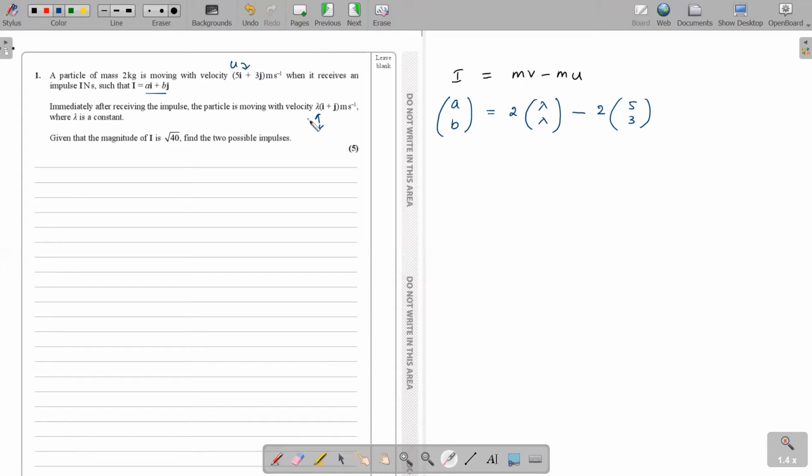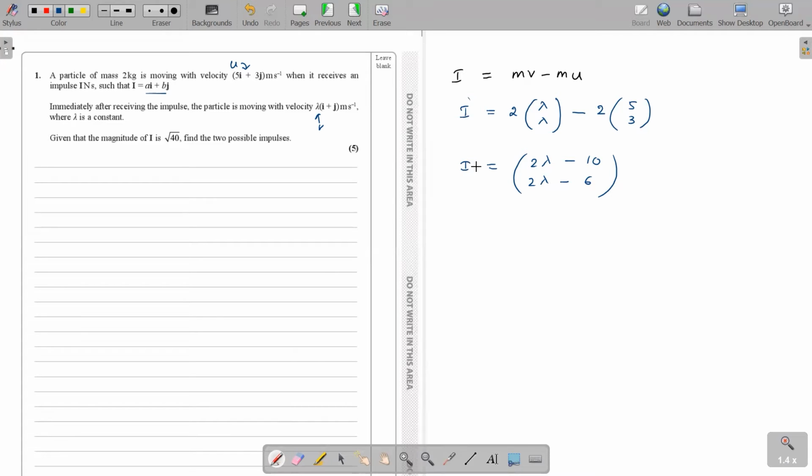Okay. So final velocity is lambda i plus lambda j. Coefficients are lambda and lambda. The initial velocity is 5i plus 3j. So 5 is the x component, 3 is the y component. Now let me add them together. So I get here 2 lambda minus 2 times 5, which is 10, and in this one I get 2 lambda minus 2 times 3, which is 6. So this is the impulse. Okay, so let me keep this as I for the moment, the impulse.